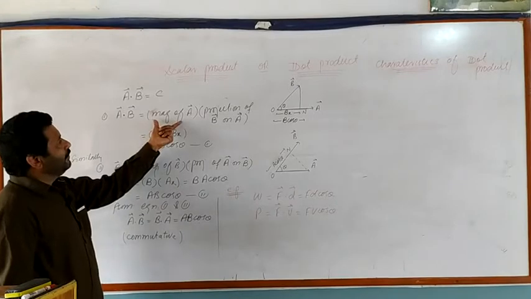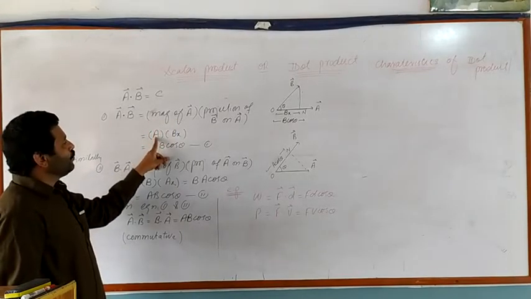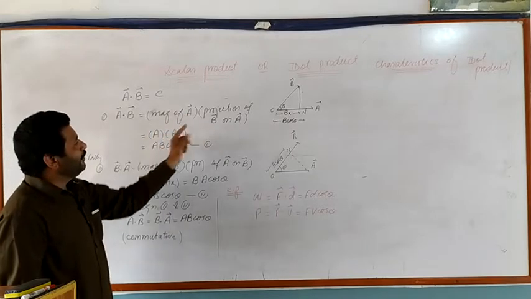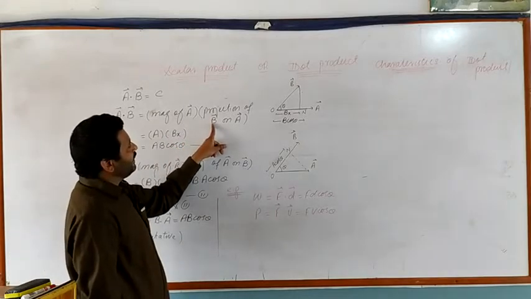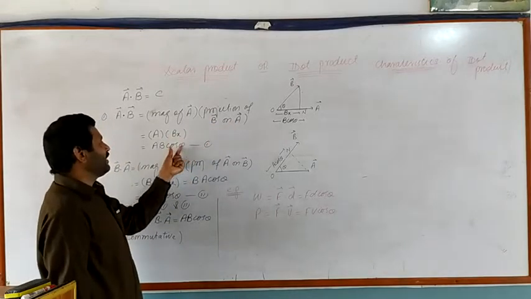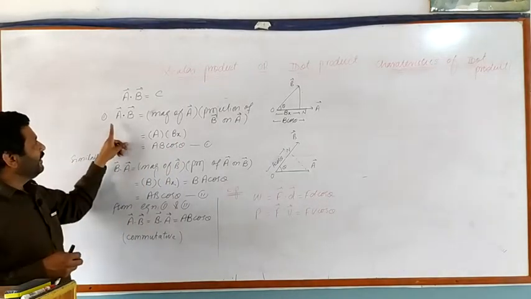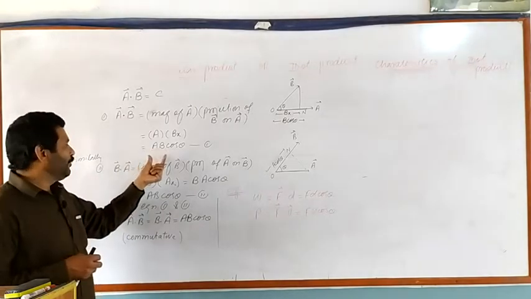This equation will be the magnitude of the first vector, meaning vector A is the magnitude of the first vector, and Bx is the projection of vector B on vector A. x is equal to cos theta. We find vector A dot vector B is equal to AB cos theta.